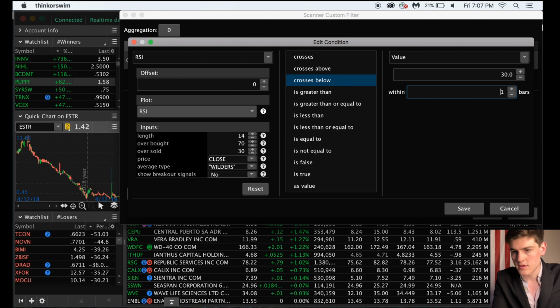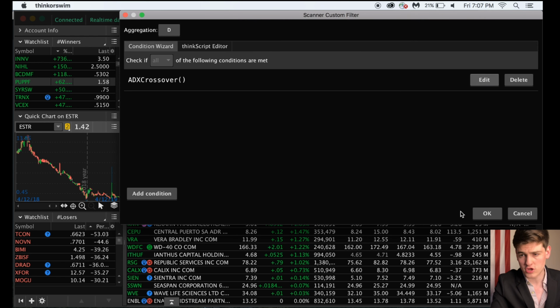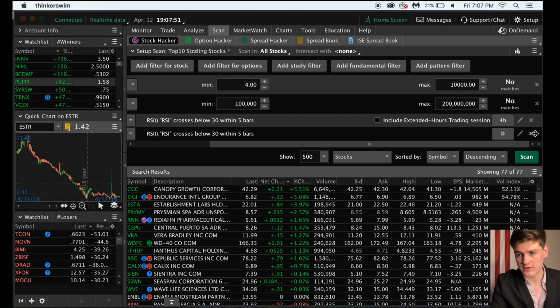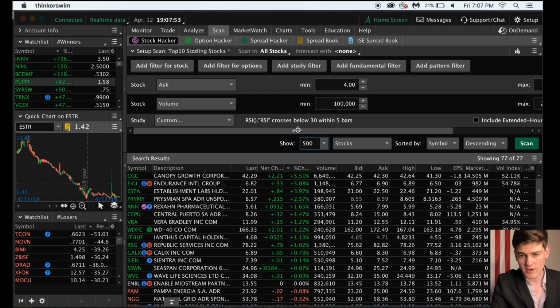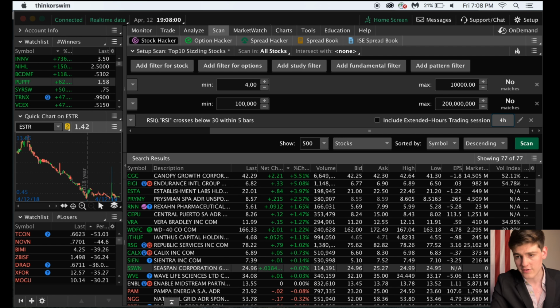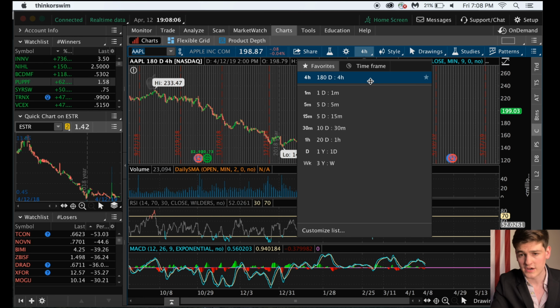And then within 5 bars, because that gives us about the exact point, that's the number of candlesticks away it is, so that it doesn't filter out some of the positions. Go ahead and push OK. I already have one set up, so I don't need to do that. But in any case, once you have this set up, you go over here and specify the time period. Now you can choose any time period you want. The one that I choose is 4 hours because it corresponds to the 4-hour 180-day chart.